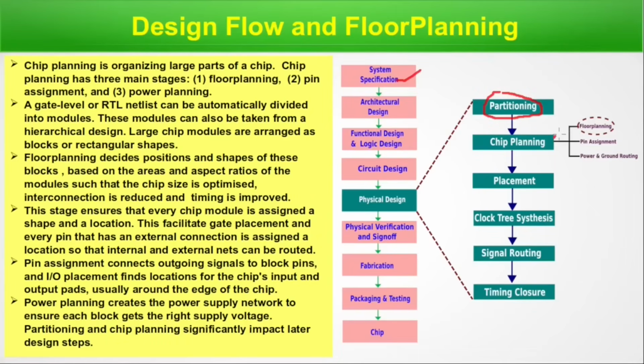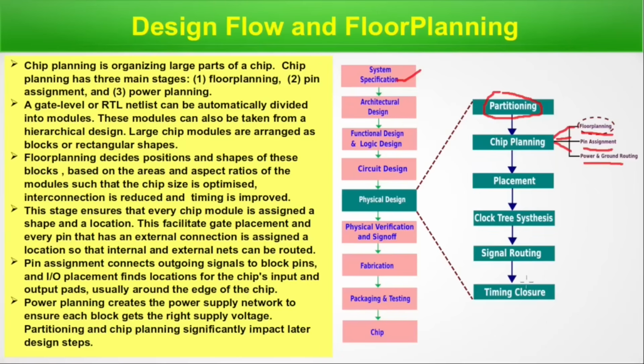Chip planning has 3 steps. First is flow planning, then pin assignment, and power and ground routing. In today's episode, we will be concentrating on flow planning. After that, placement, clock tree synthesis, signal routing, and timing closure are all required. Once these are done, only then do we move to physical verification and sign off.